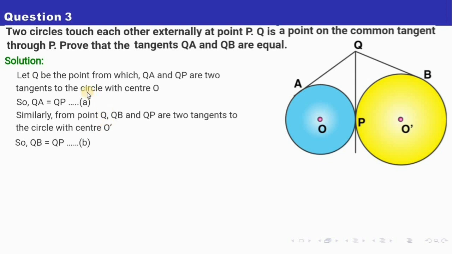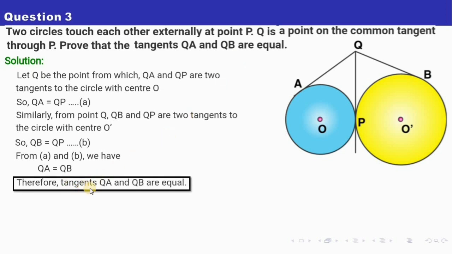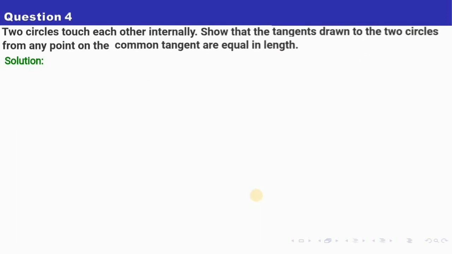Now if you see carefully, QA is equal to QP and QB is also equal to QP. So from A and B, we have QA is equal to QB. That is what we need to show here, that they are equal. So the tangents QA and QB are equal. You may pause the video to note down. Let us move on to the next question.